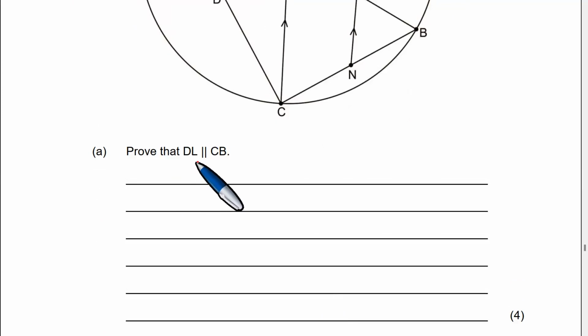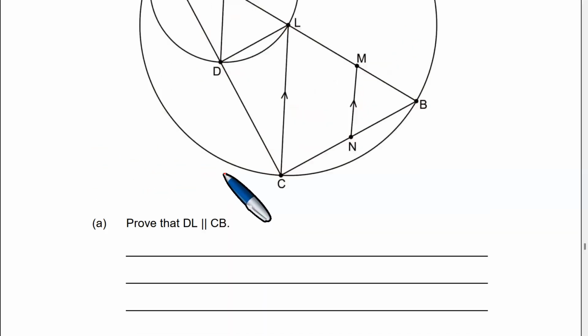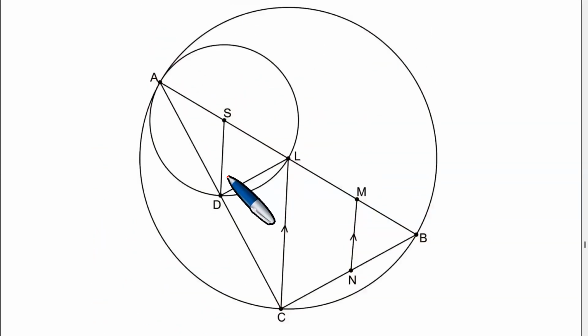Prove that DL is parallel to CB. Let's look at DL. Here is DL, and it is parallel to CB. We need to prove this, and to prove this is very, very easy. How do we prove this?